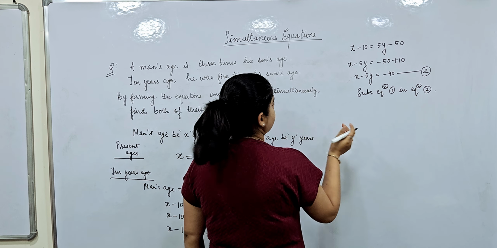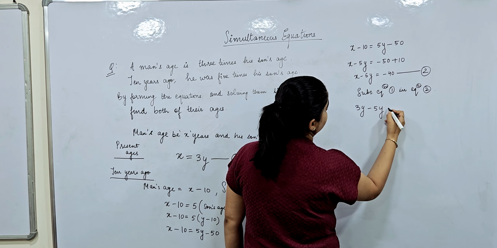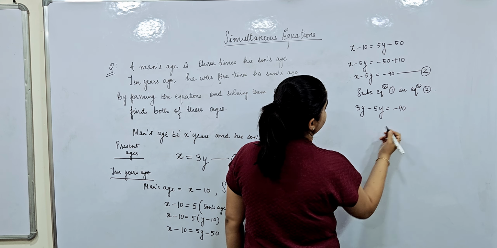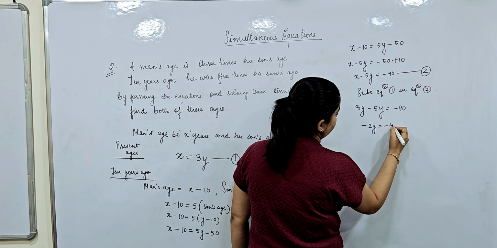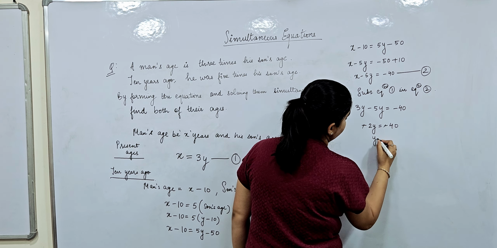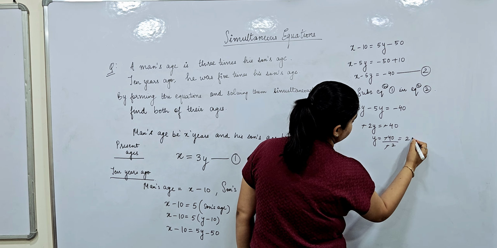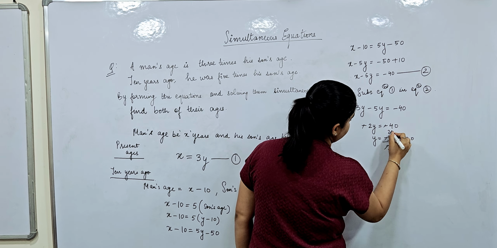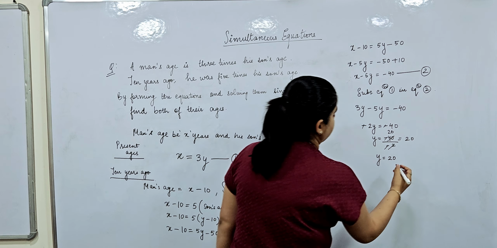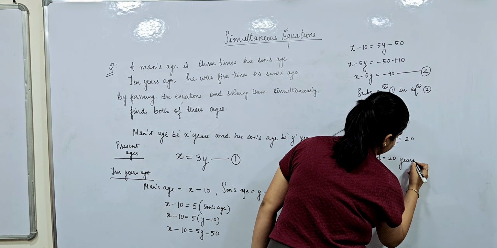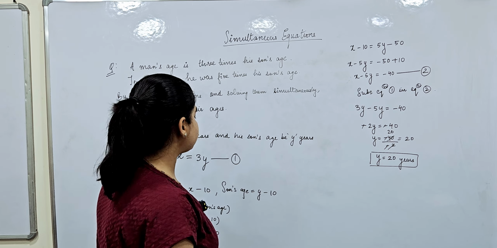So what we'll get? 3y minus 5y is equals to minus 40. Now this will be minus 2y is equals to minus 40. So the value of y will be minus 40 upon minus 2, which will be equals to 20. So the value of y will be 20. Okay. So since this is in years, so y is 20 years.